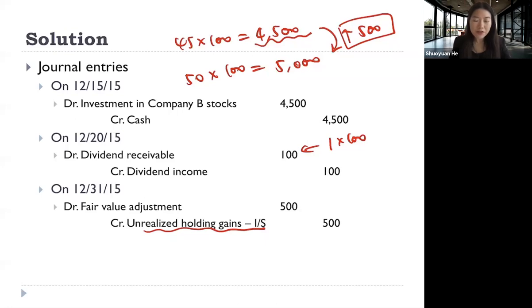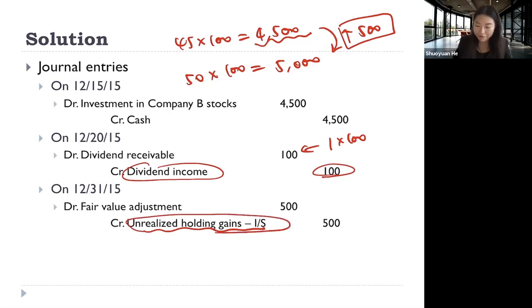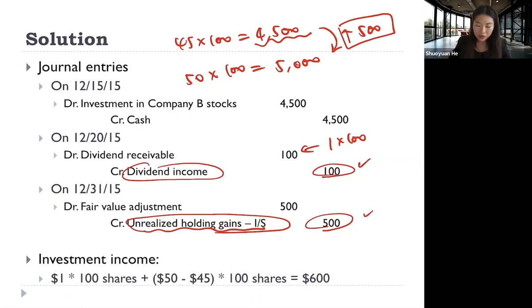And then let's go back to the first question. How much investment income should Company A report for the year 2015? Investment income includes both the dividend income from Company B and also the unrealized holding gain, which is both this 100 and 500. So the total investment income is 600. That is all you need to know from this course's perspective about the fair value method. And then we're going to talk about the equity method.